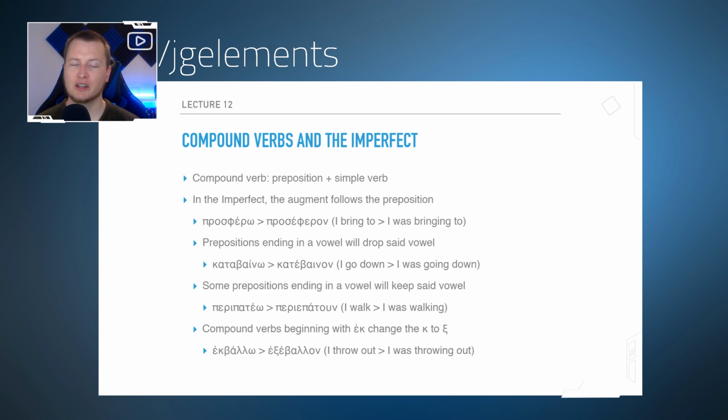Now, prepositions ending in a vowel will drop that vowel, okay? Look at katabaino. Katabaino, that would be the Erasmian pronunciation. Katabeno.